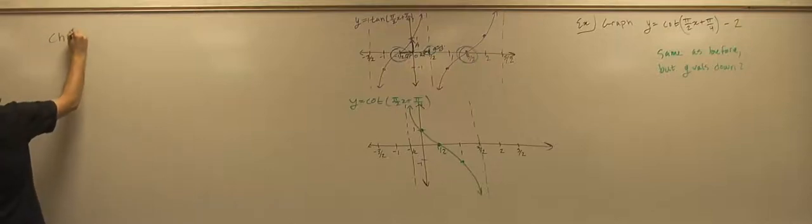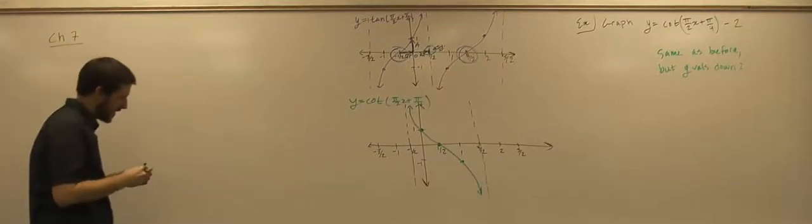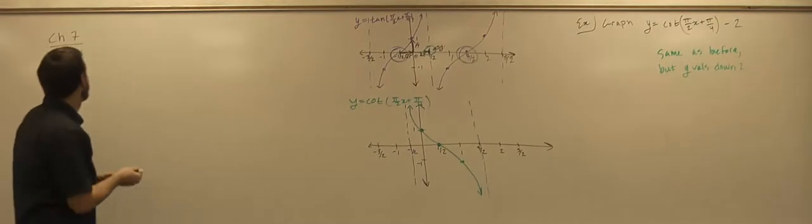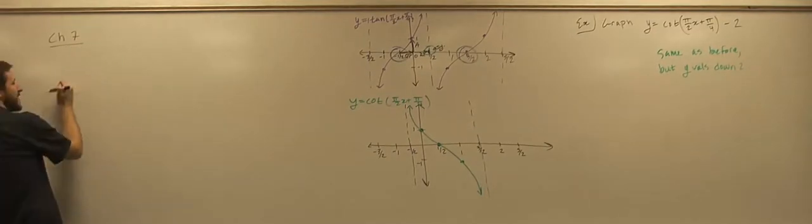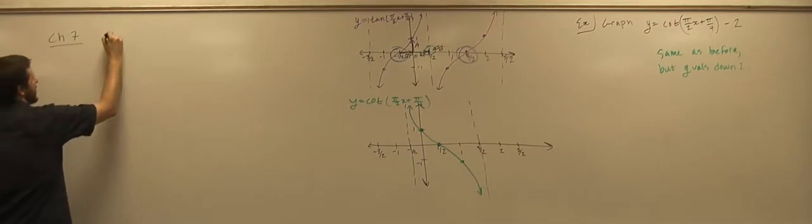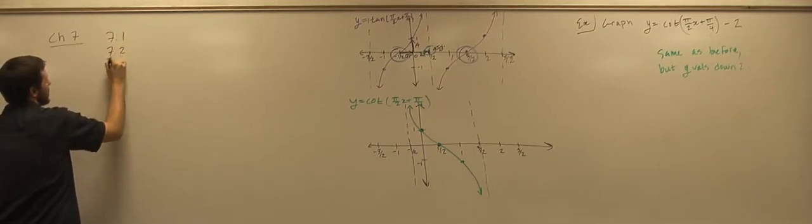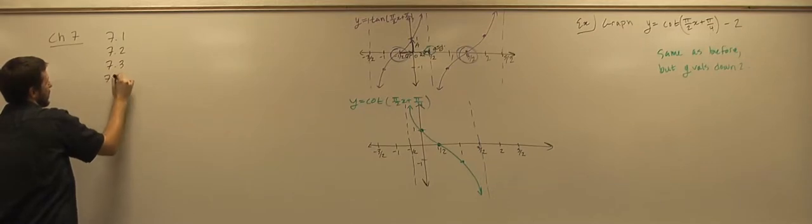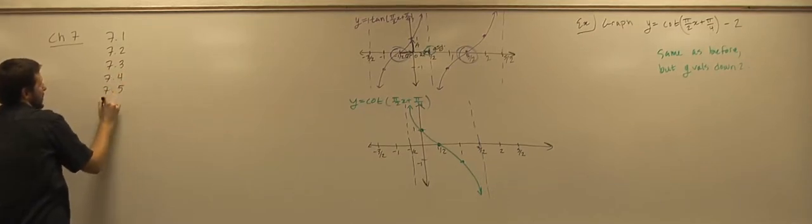So, in chapter 7, which I'll start today. I guess we can just go back and do chapter 6 again, right? It's just like repeat. It's okay. In chapter 7, we have sections 7.1, 7.2, 7.3, 7.4, 7.5.